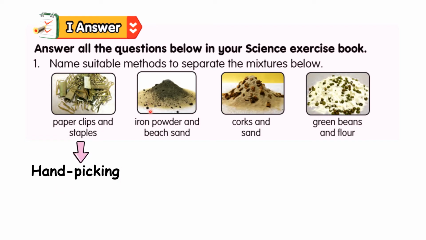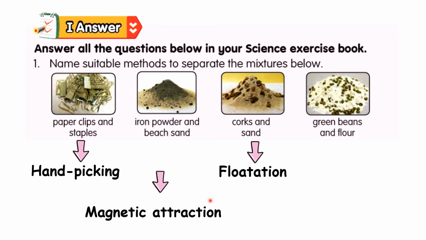And then the second picture, iron powder and beach sand. Okay, yang ini pastinya jawapan dia ialah magnetic attraction. Okay, the third picture, corks and sand. Corks ni benda yang ringan, okay, a bottle stopper. Corks is a bottle stopper, so dia ringan. Dia boleh terapung. Jadi kita boleh gunakan kaedah flotation. And the last one, green beans and flour. Aha, sieving method.